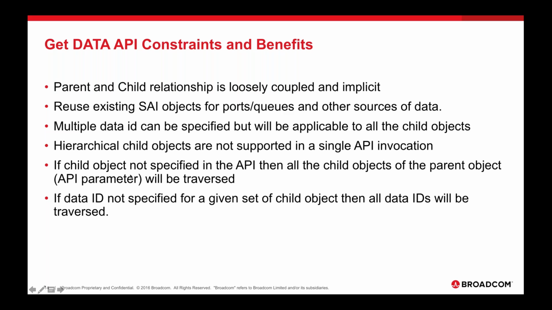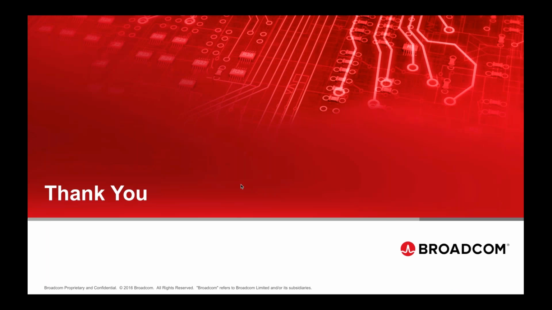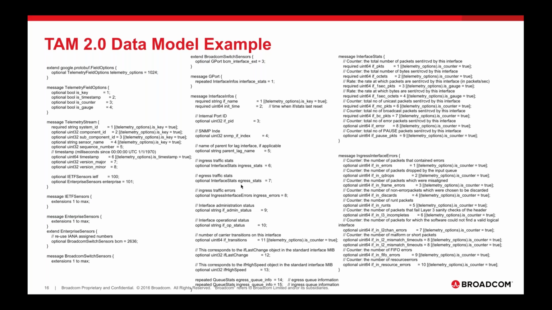And then there is some level of wildcarding which is provided. If the child is not specified, then you get all the children of a parent. Or if a child is specified but the data ID is not specified, then you get all the data of a given child. So that's essentially wildcarding. So there is a level of wildcarding which is provided, and then on the data, this is how the data is going to look.